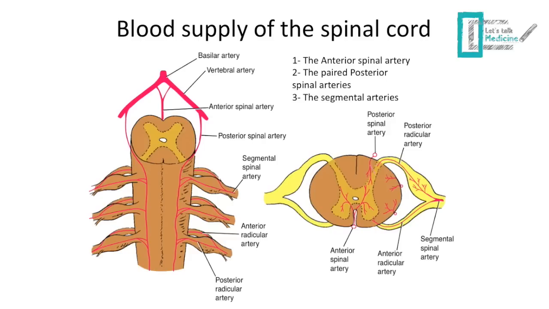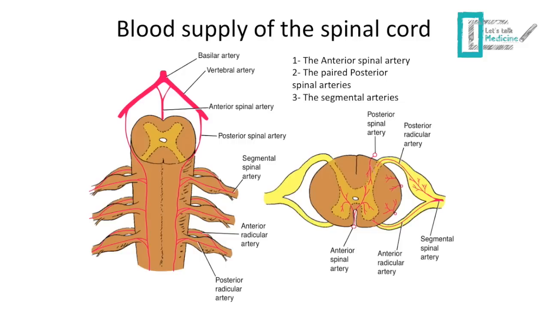The anterior and the posterior spinal arteries, as we previously mentioned, are branches of the vertebral arteries. The anterior will supply the anterior 2/3 of the spinal cord, while the posterior will only supply 1/3 of the spinal cord. The anterior spinal artery will pass through the anterior median fissure, while the posterior spinal arteries will pass through the posterior lateral sulci of the spinal cord.